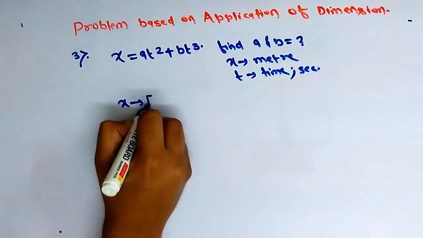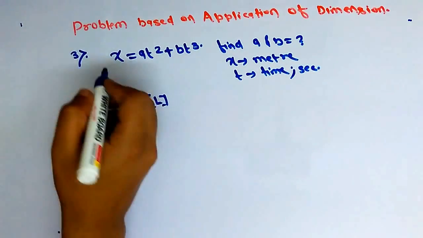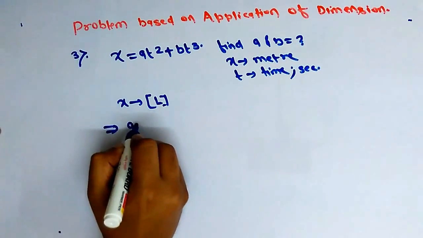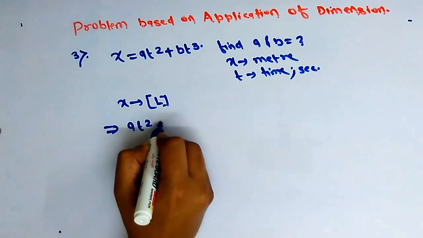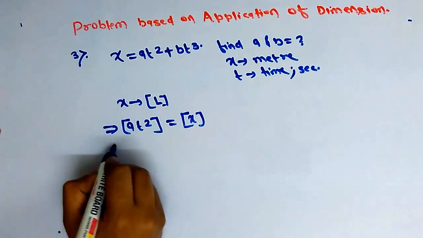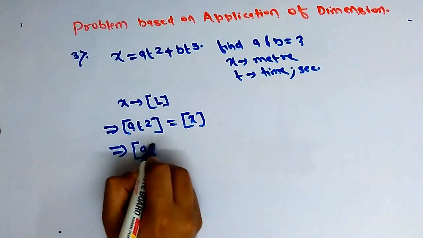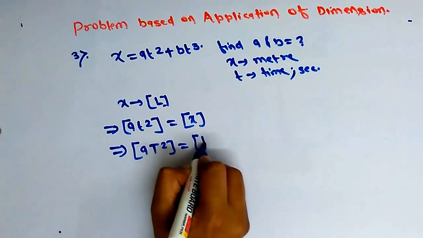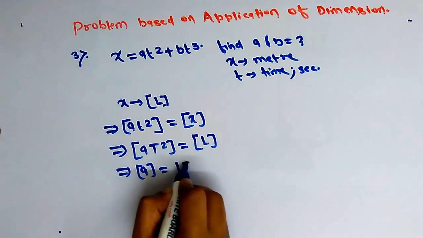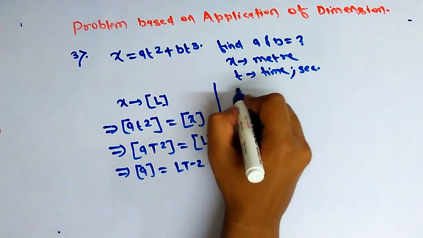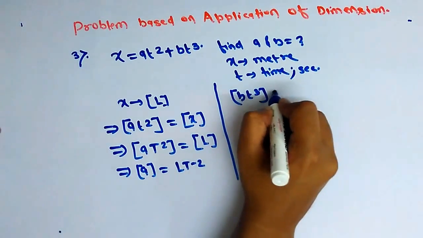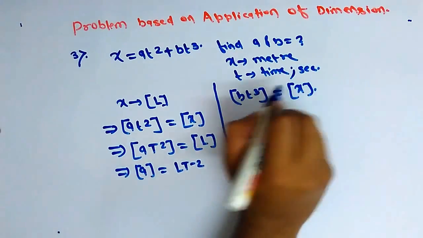For calculating this type of question, since x has a dimension of L, we will equate both sides. So the dimension of a t square is that of L. So I can calculate the dimension of a. a will be L T^-2. And for the other term, the dimension of b t cube is also the dimension of x, both dimensions will be the same.